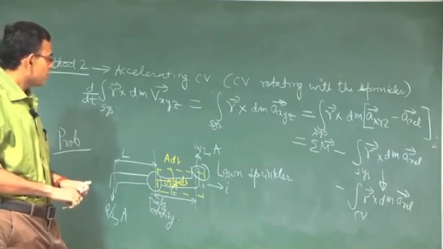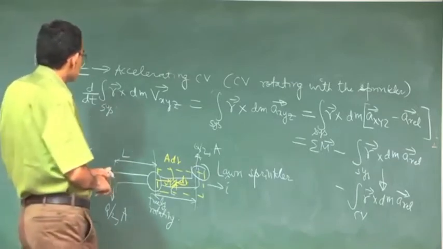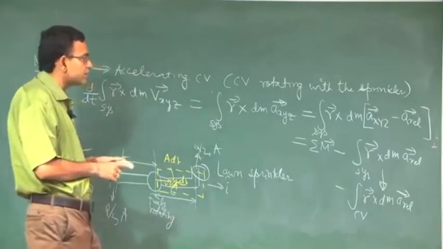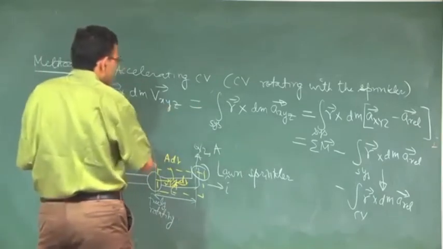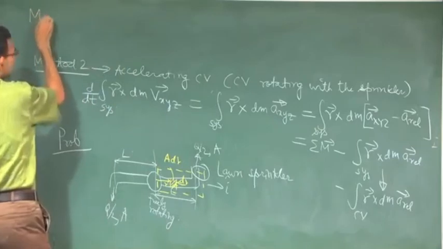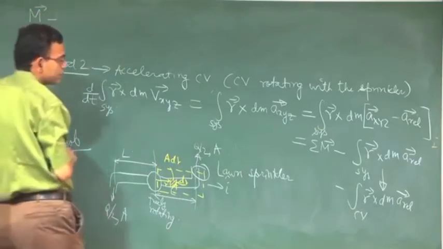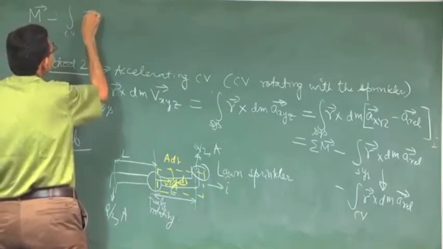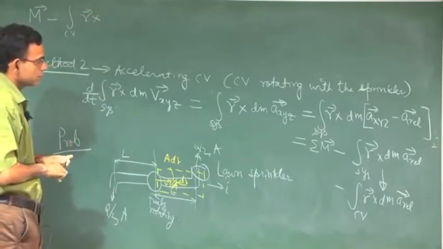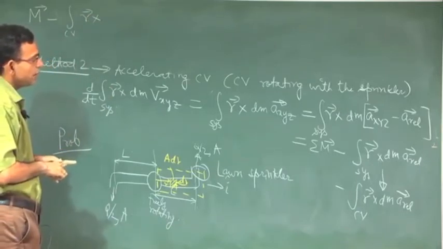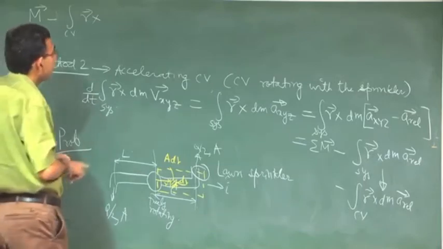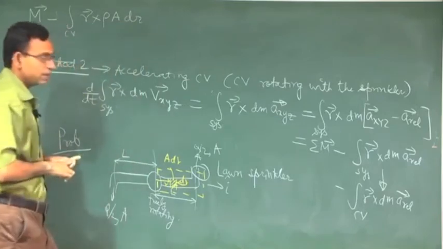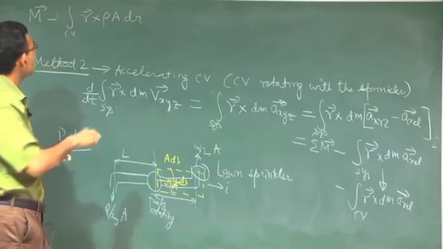Okay. So let us start, hopefully we can do it in a very cool head because lots of calculations are there. So left hand side, integral of r cross dm, where dm is rho A dr, times a relative. A relative is what?